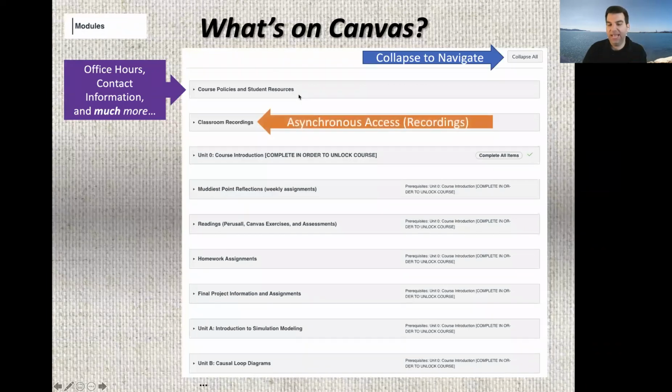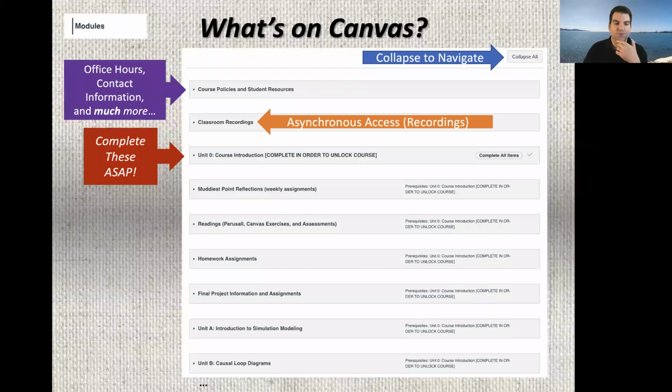Then if you need asynchronous access to the course, you've got it under the classroom recordings. There is this special module that has one assignment in it, basically a syllabus quiz that you'll need to complete in order to unlock the rest of the course. Now, caveat: because I've made some changes to course policies, I am still in the process of updating that quiz. It will be available later today, and then you'll be able to complete it. You can complete it as many times as you want. It takes the highest score. Once you complete it and get all the questions right, it unlocks the rest of the course. It'll be available until at least Sunday.